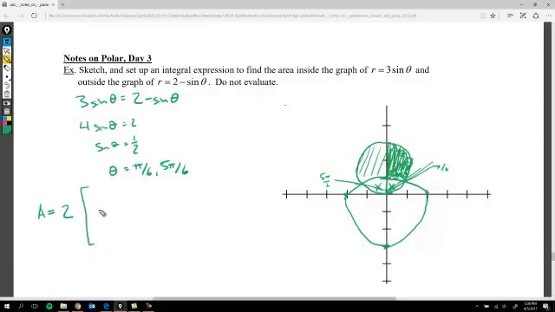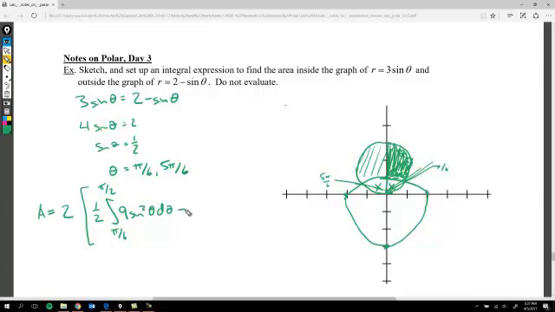Right, so the area is 1/2 integral. I know they intersect at pi over 6, so that's where I'm going to start. And I'm only going halfway, so I'm actually going to stop this at pi over 2. Okay, so from pi over 6 to pi over 2 of r squared, so 9 sine squared theta. Right, so this is the area of my circle that I want. It's actually the area of the whole circle.